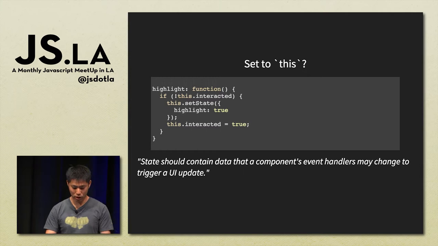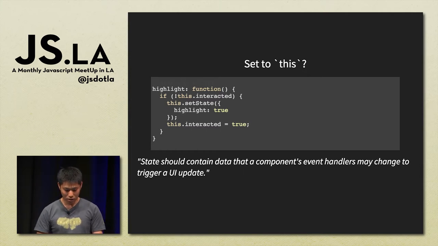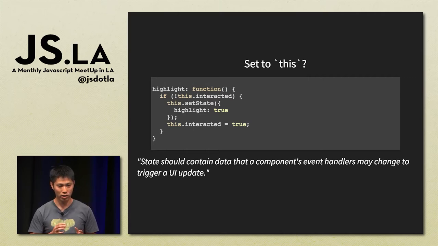So for example here, I only want to execute the set state to highlight true when it's not interacted with at all. So this value is participating in determining if I want to set state, and when I set state, it triggers a UI update here. So this value needs to be in the state even if it's not part of the rendering.